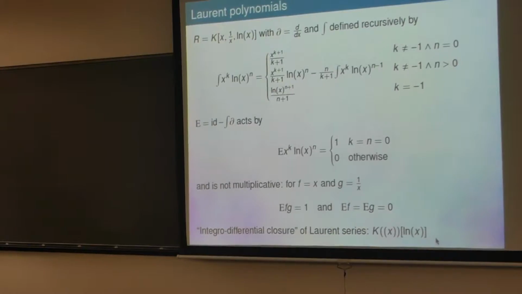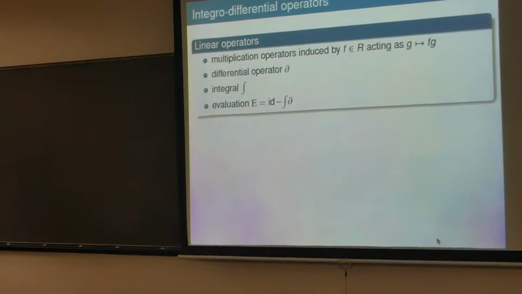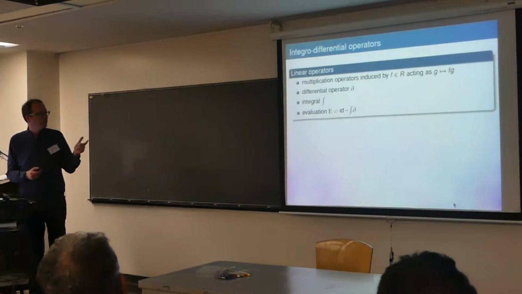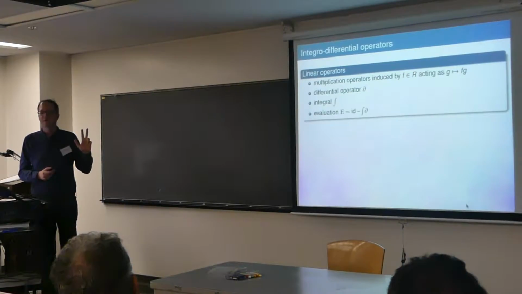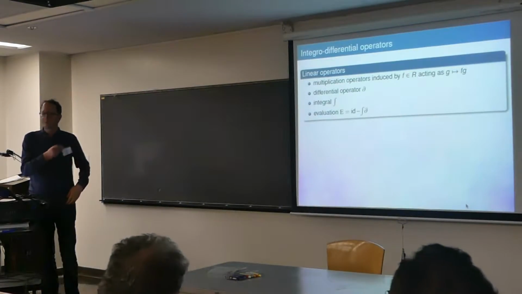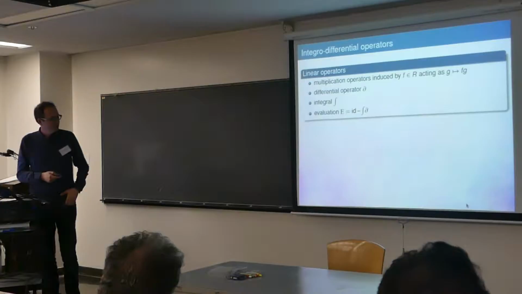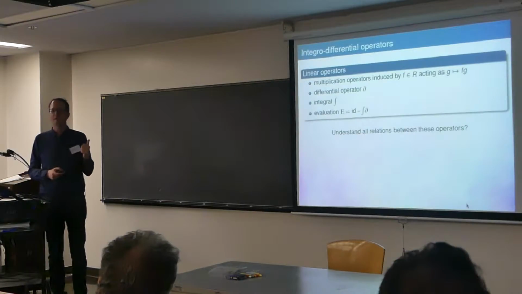These are the two examples. And our goal is now, so we have now three linear operators: the derivation operator, the integral operator, and the evaluation. These are three operations. And we also have the corresponding multiplication operators from our algebra, just by multiplying an element with this given element. And our goal is we would like to understand all relations between these operators.